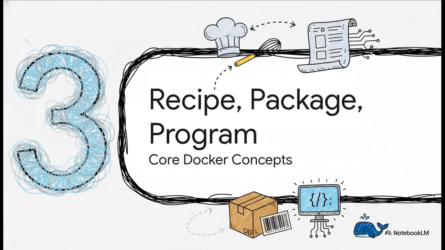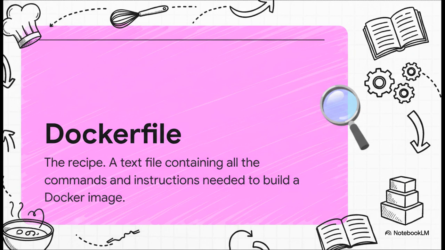We're going to translate our analogies into the three core pieces that make Docker tick. First up, everything begins with what's called a Dockerfile. This is, quite literally, the recipe. It's just a simple text file where you write down every single command and instruction needed to build the perfect, pristine environment for your app to run in.